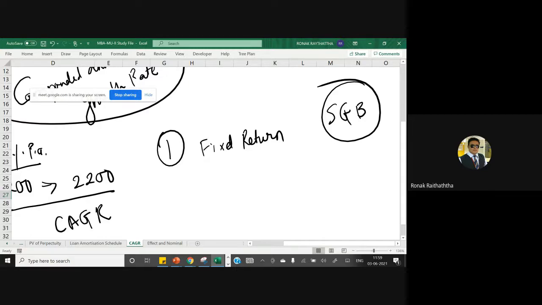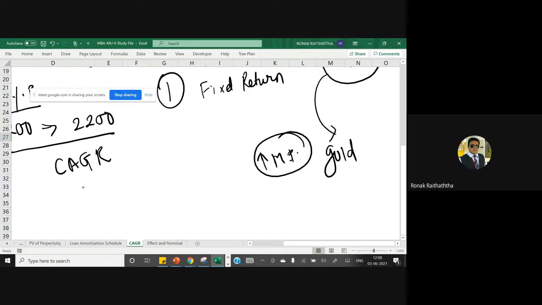The increment in the market price. No one comes and gives you a fixed percentage of return on gold, right? You get the increment in the market price. But if you go to the sovereign gold bonds, they are taking the market value of the gold, so the increment in market price is also taken into account. Along with that, they also give you some fixed percentage of return, say 2.5, 2.7 percent or something.